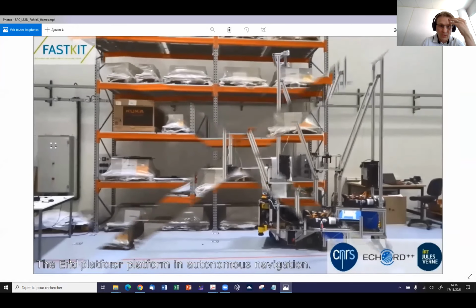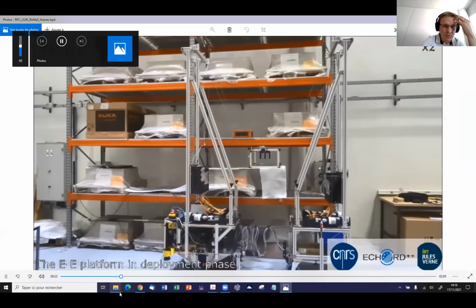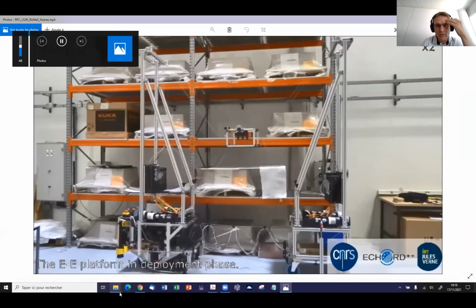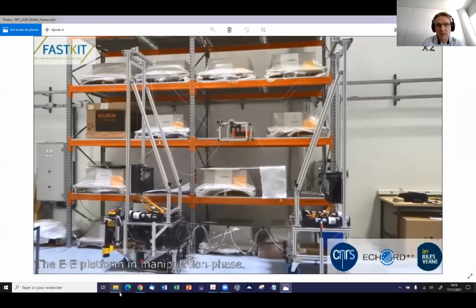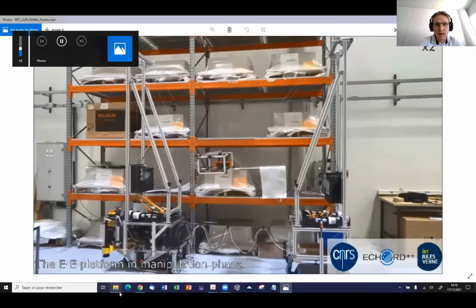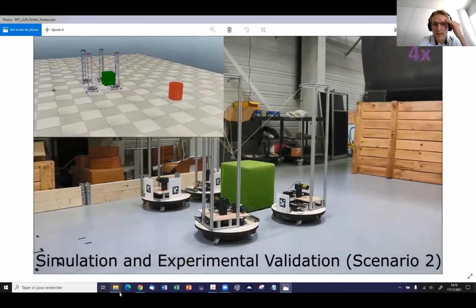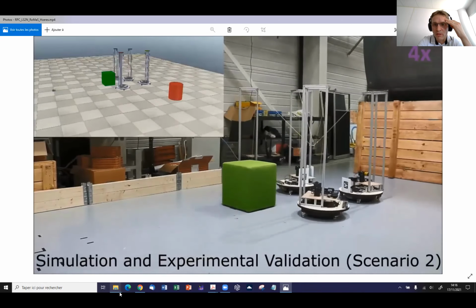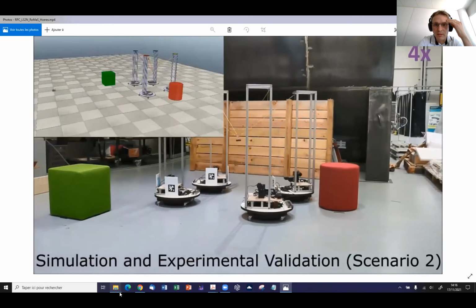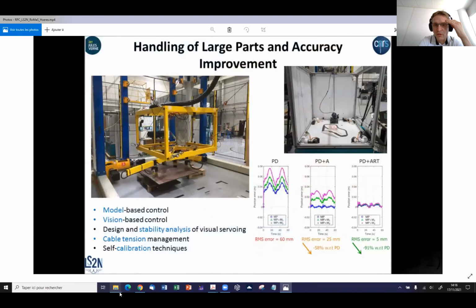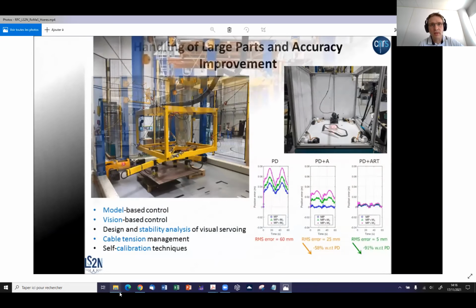So here we have a video of Facades, which is a mobile CDPR composed of two mobile bases, one passive one and one active one, dedicated to logistics. This other one is composed of 4 active mobile bases, focusing on pick and place operations in large spaces and workshops.